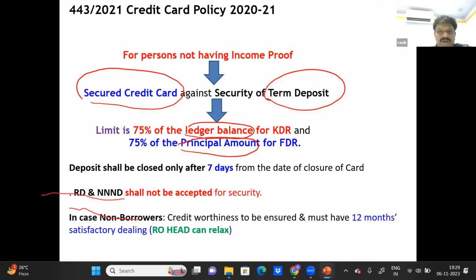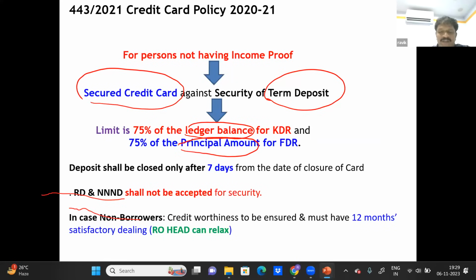Remember, if somebody has taken a credit card against FD and after 1 year comes for closure, saying, Sir, I don't want this credit card, I want to close it, the deposit should be closed only after the card is surrendered and payments are made. The deposit shall be closed only after 7 days from the date of closure of the card, after ensuring all payments have been made. So 7 days is very important.